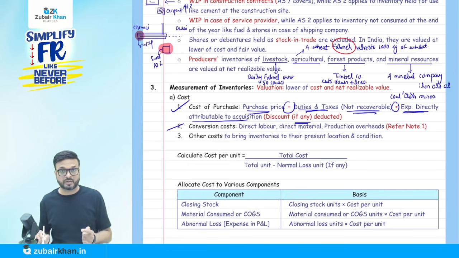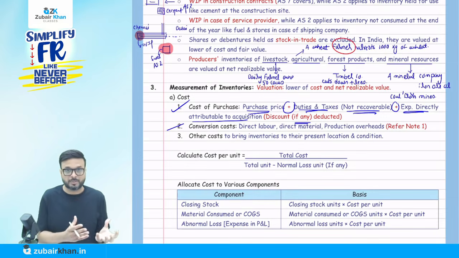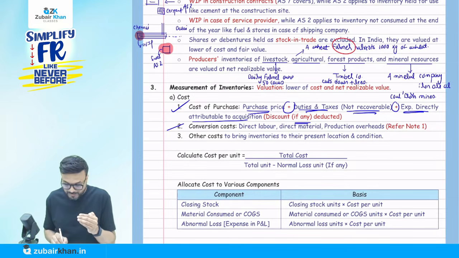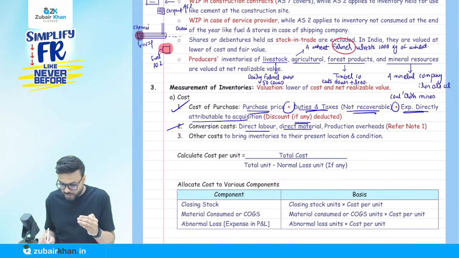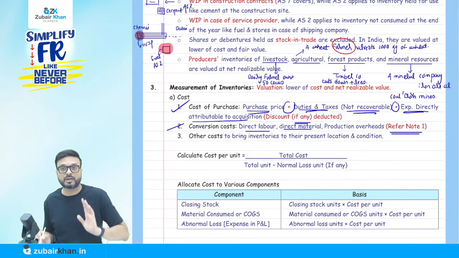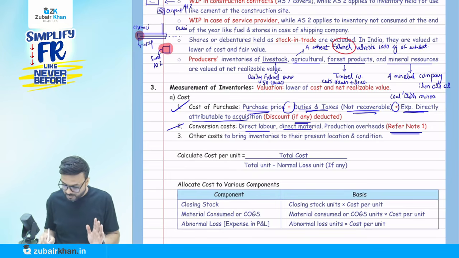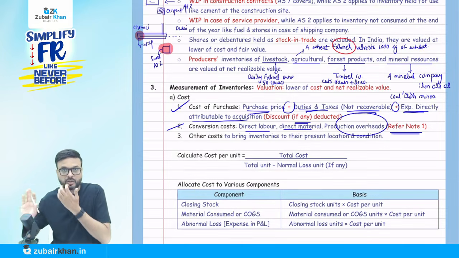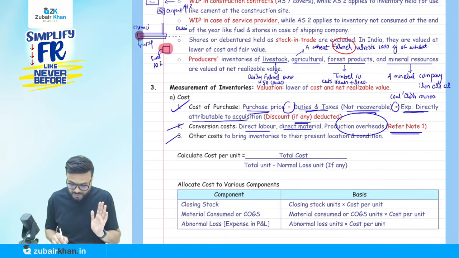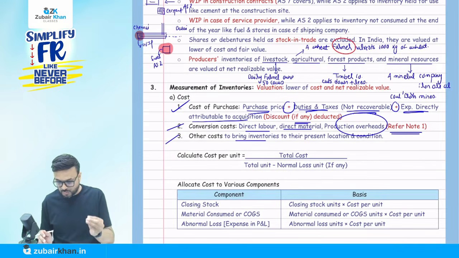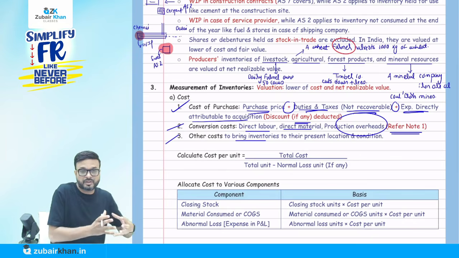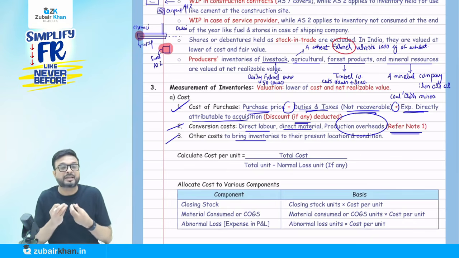Now the conversion cost. It might happen that I'm doing the manufacturing, so we purchase raw material and convert it. So labor cost, material cost, production overhead, refer to note number 1. I will come to this production overhead. Or any other cost that we have incurred in bringing the inventories to their present location and condition. Any expense incurred to bring that particular inventory to its present location and condition.